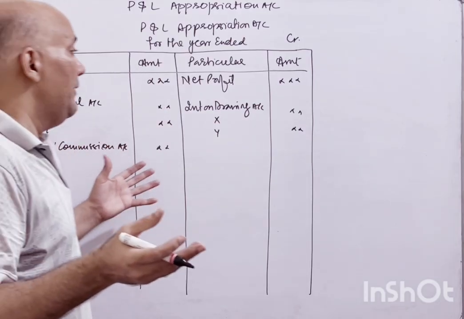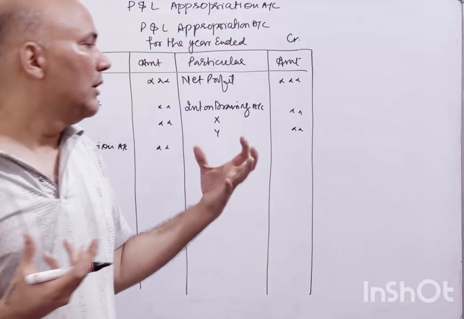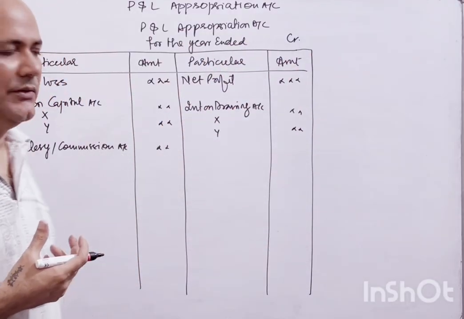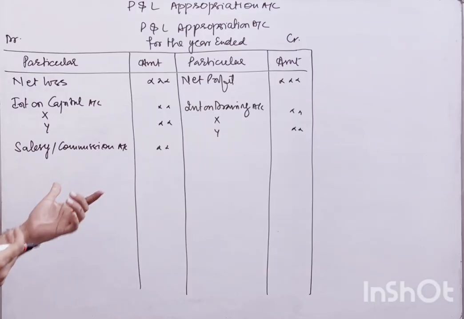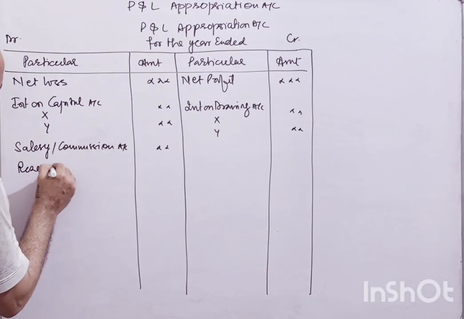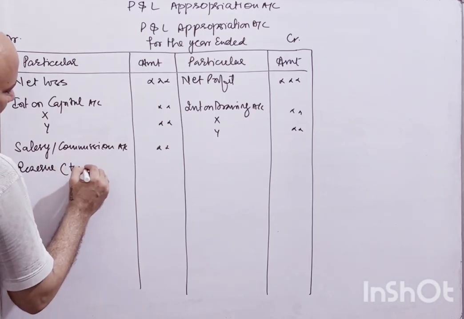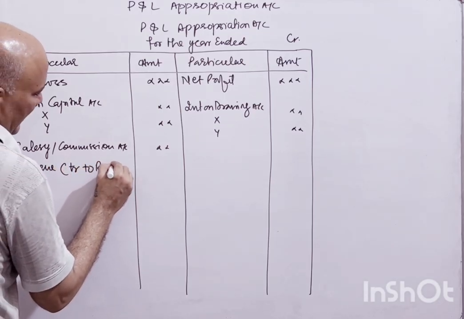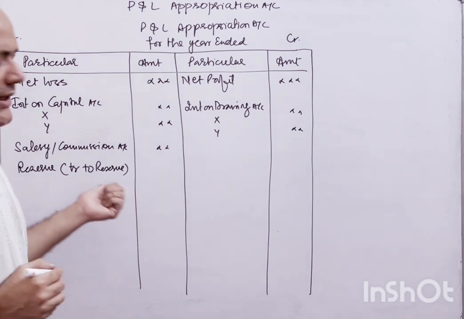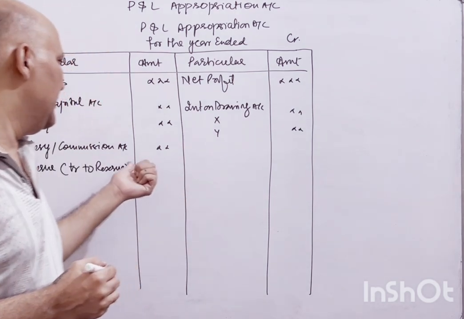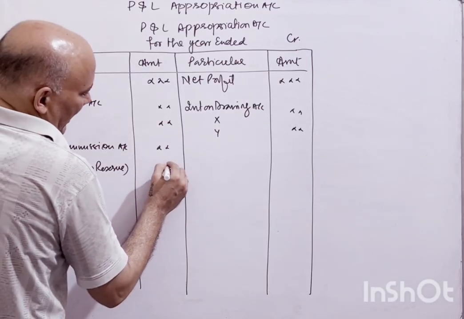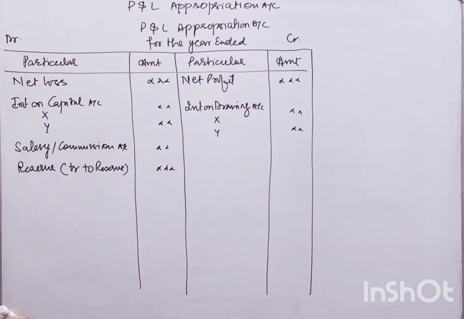Nowadays we have a tendency of transferring part of the profit to certain reserves, right? I'm not writing general reserve here, it can be any reserve, so I'm writing reserve. If we are transferring any amount of profit to the reserve account, it can be general reserve or any specific reserve, that would be coming out here, okay? Reserve account, and the amount will be debited over here, okay?